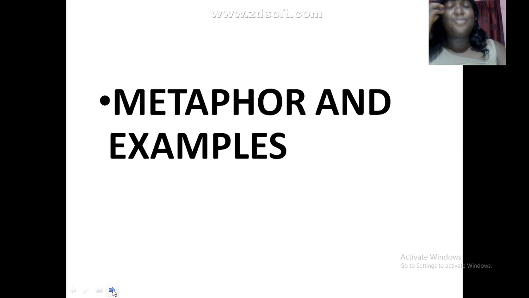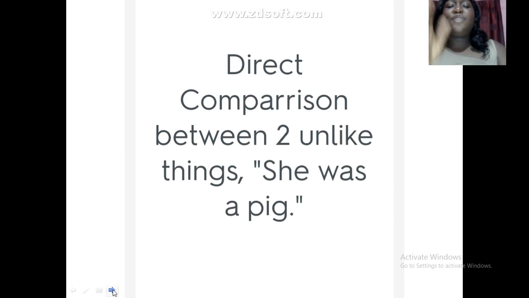Metaphor, of course, most of you, I know you know this one. Simile and metaphor are quite synonymous, but here's the difference. Metaphor is a direct comparison between two unlike things. Metaphor does not use like or as at all. Metaphor is direct. She is a pig, or she was a pig, meaning she is dirty. That girl, she's a lion, meaning she is so fierce, or probably so brave or strong. Are you getting it? It's direct. They don't use as.